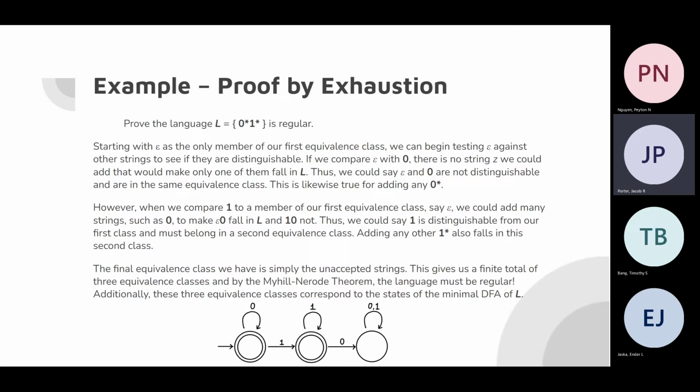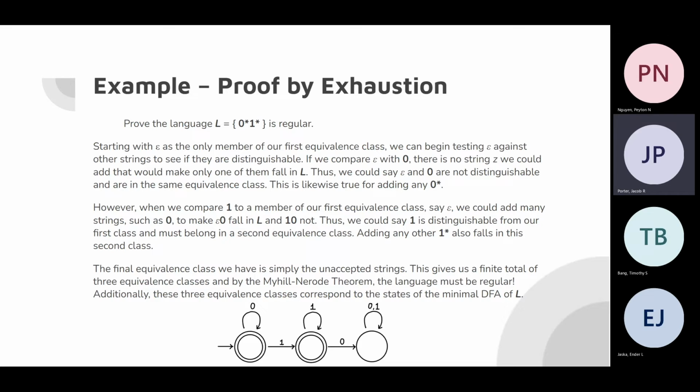Now, when we compare 1 and the empty string, we could add a string such as 0, which would make it the case where, for the empty string and z, and 1 and z, where z is 0, one is in the language and one is not. So from this, we can say that 1 is distinguishable, and that it must belong to a different, second equivalence class. And again, from the first part, this holds for any number of ones too.